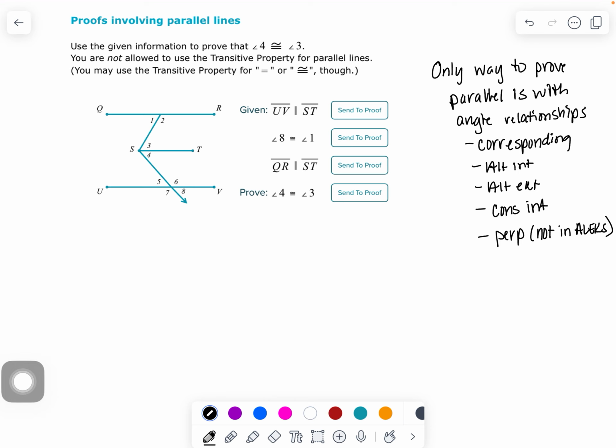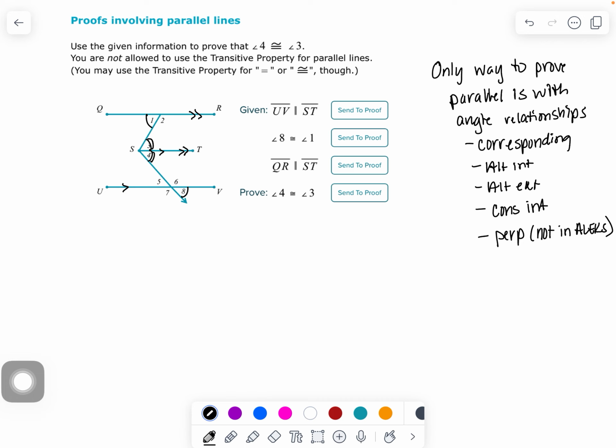So let's look at this one that we've got in front of us. They have given us that UV is parallel to ST. So we looked at that. This one and this one are parallel. Good to know. So let's mark that on there with our black pen. This one parallel to this one. And QR is parallel to ST. So this one is parallel to this one. Good. They've also given us that 8 is congruent to 1. And they want us to prove that 4 is congruent to 3. That's what they want us to prove.